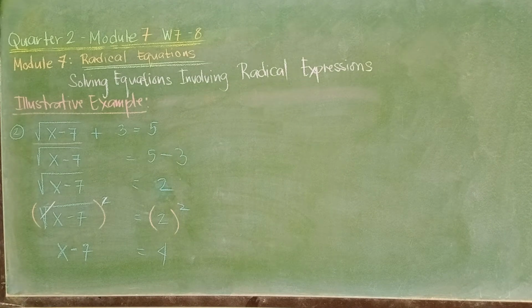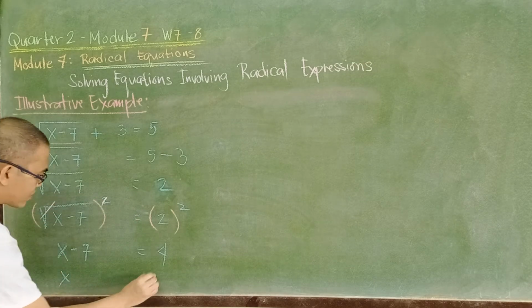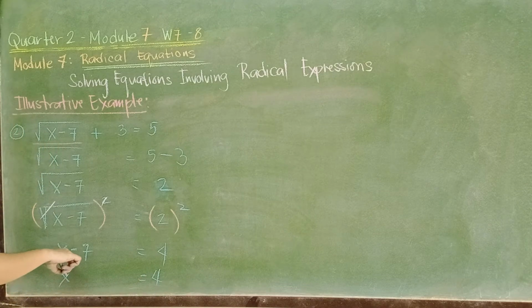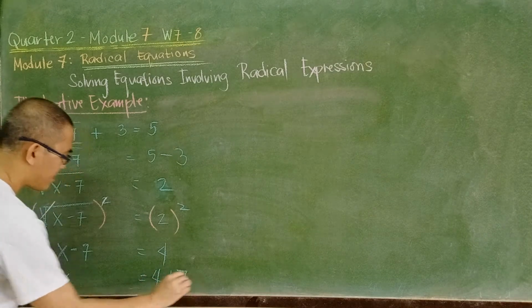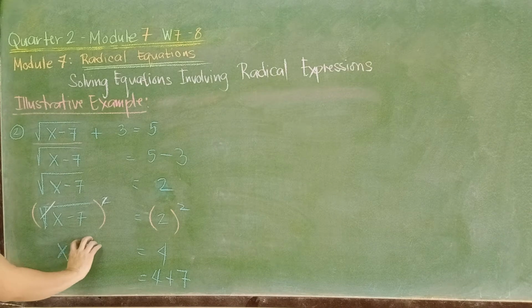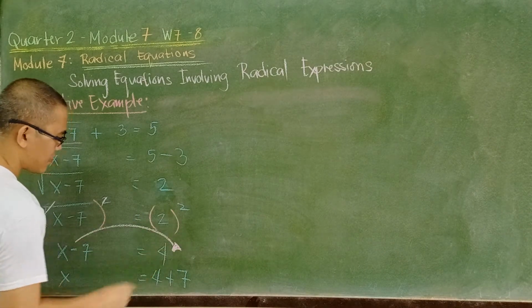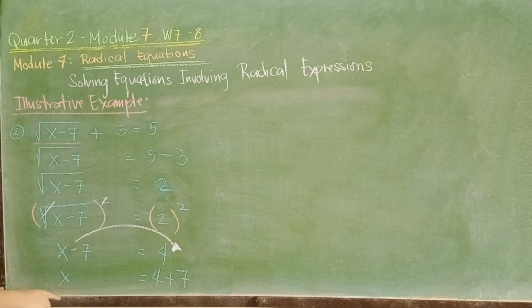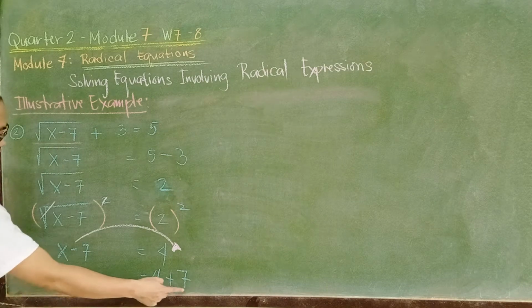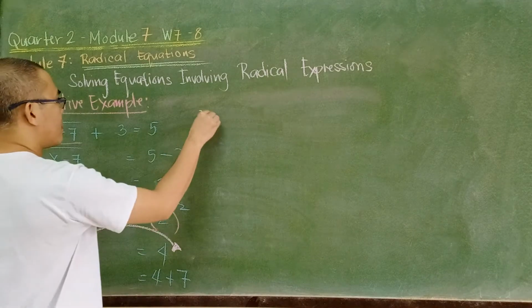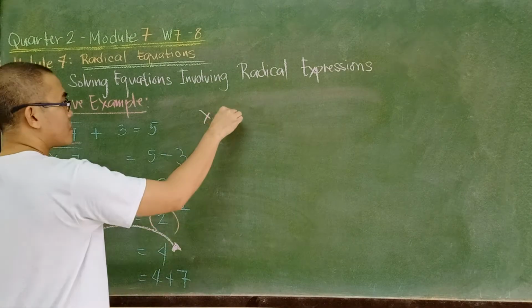Next, after natin matanggal yung radical sign, pwede na natin i-transpose yung constant na negative 7 sa kabila. So magiging x is equal to 4. Yung negative 7 magiging positive 7. So yung negative 7, pag transpose natin sa kabila, magiging positive 7 na. And therefore, x is equal to 4 plus 7, that is x is equal to 11.